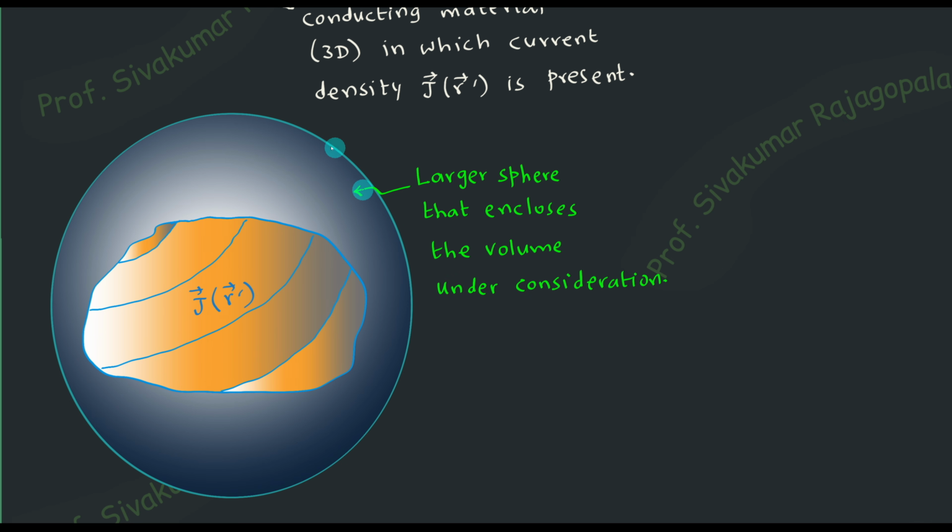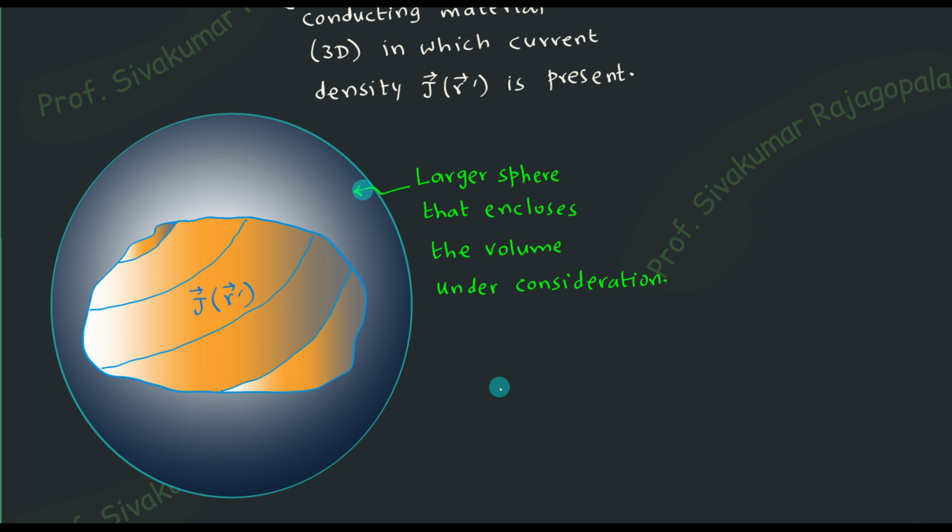So I am simply drawing a bigger sphere here. What is the purpose of drawing the large sphere is that the sphere will enclose, enclose means it will keep all the material under consideration inside. So it won't touch here. You can draw any large sphere as you like. So that is the freedom given by the Gauss divergence theorem, which we are making use of.